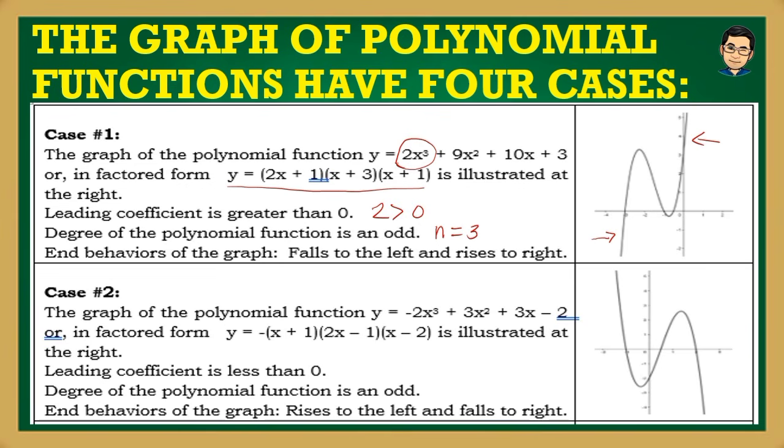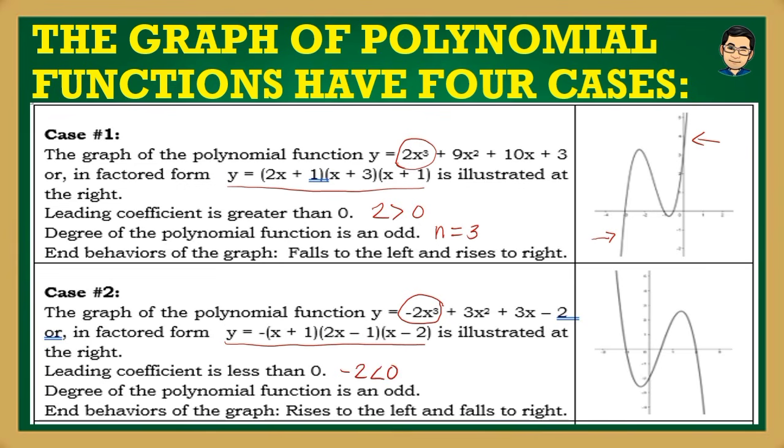Next, yung kabaligtaran naman niya, the graph of the polynomial function y is equal to negative 2x cubed plus 3x squared plus 3x minus 2, or in factored form, ayan, is illustrated at the right. The leading coefficient is less than 0. So, yung leading coefficient natin ay makikita dun sa leading term na negative 2x cubed. Yung leading coefficient is negative 2. And negative 2 is less than 0. Mas mababa po ang negative 2 sa 0.